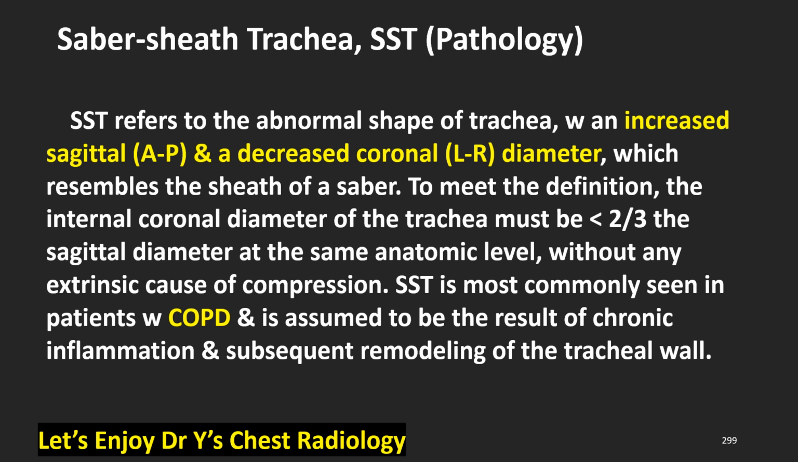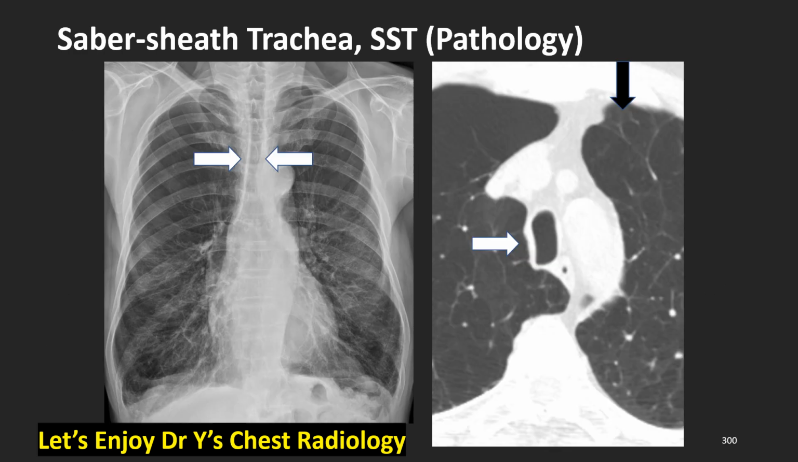Saber-sheath trachea is most commonly seen in patients with COPD and is assumed to be the result of chronic inflammation and subsequent remodeling of the tracheal wall. Saber-sheath trachea. Arrows indicate saber-sheath trachea in an emphysema patient.